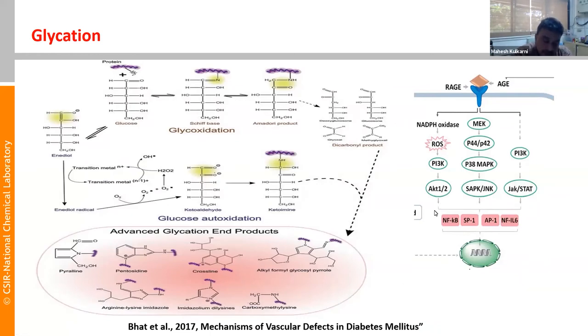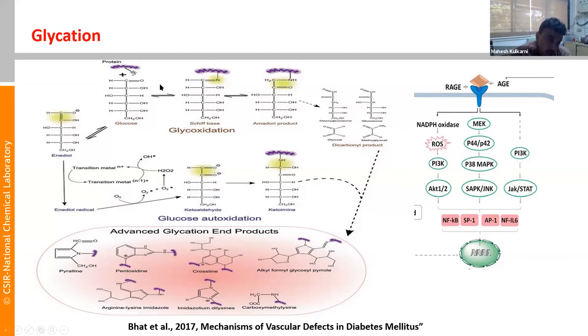As I said, we have been working on glycation. This is also one of the modifications that occurs during production of biotherapeutics as well as during storage. So let's try to understand how we characterize the glycations.